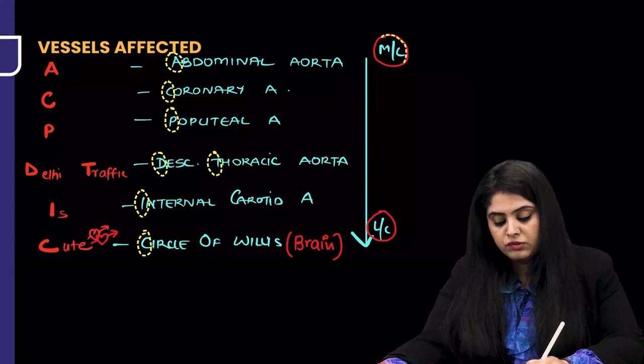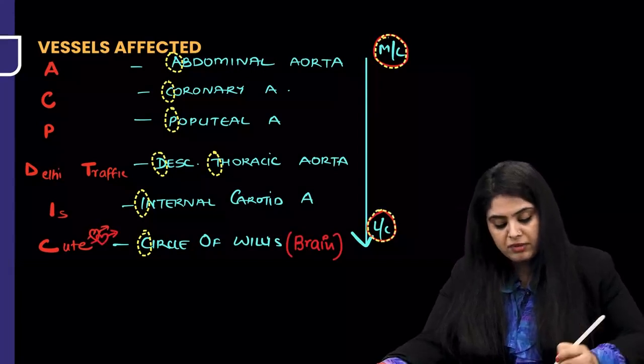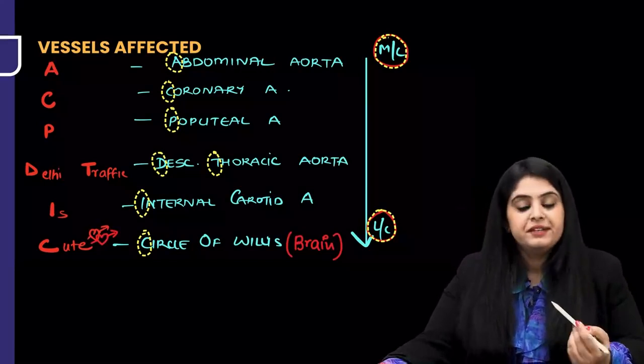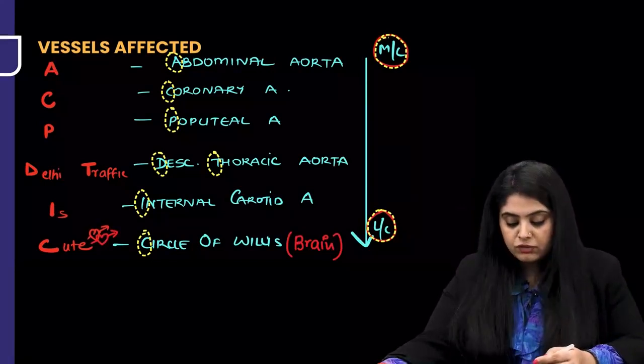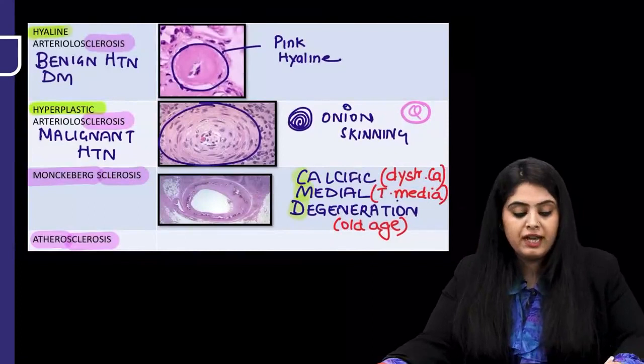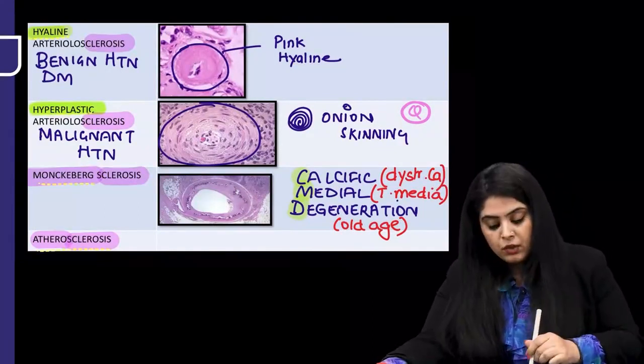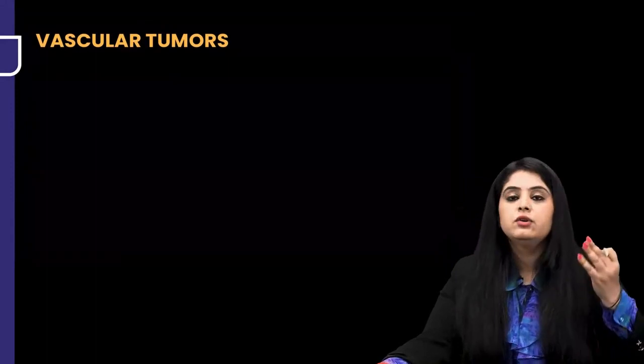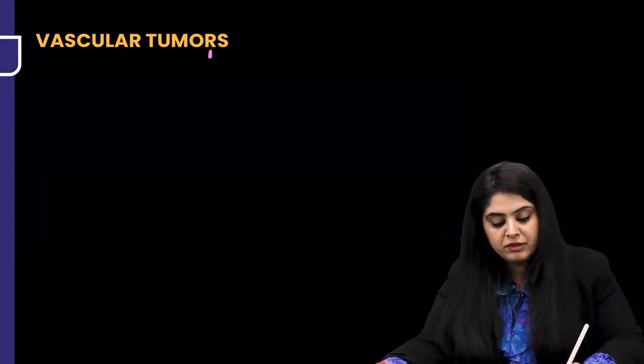So this goes from the most common to the least common blood vessels, which is also an important question in the exam. With atherosclerosis done, we are also done with all the 4 types of sclerosis: hyaline, hyperplastic, Monckeberg, and athero. Sorted. We are coming to the last part of the blood vessels, and those are going to be the vascular tumors. Now, I am going to tell you 3 tables for vascular tumors.